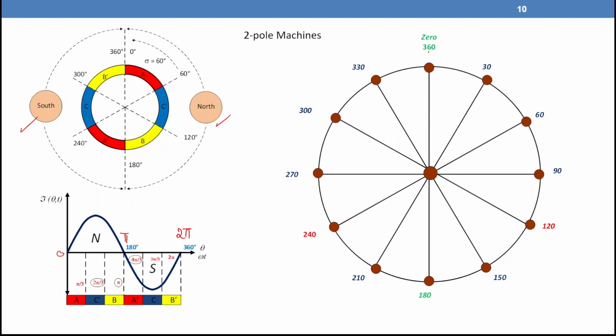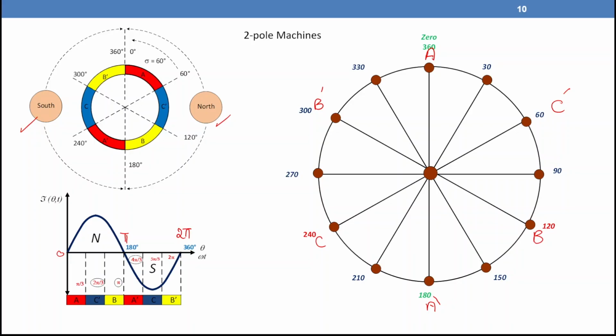So if we start A at this point at 0 degree, A dash will be here after 180 degrees from the start of A. And the start of B will be after 120 degrees from the start of A. And definitely the return of B, or the start of B dash, will be after 180 degrees from the start of B. The start of C will be after 120 degrees from B, or 240 from A. And the return of C will be after 180 degrees from C.